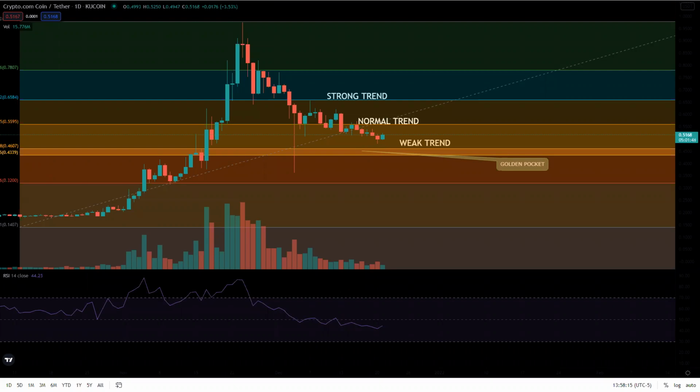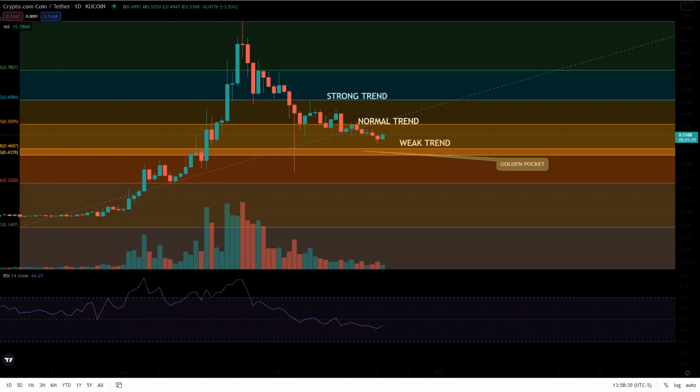We're going to be looking at crypto.com. We're going to be looking at the Crypto.com coin, that is CRO/USDT on TradingView. That is the chart we're looking at. TradingView is a free platform. Anybody can use it. I definitely recommend it for all beginners.